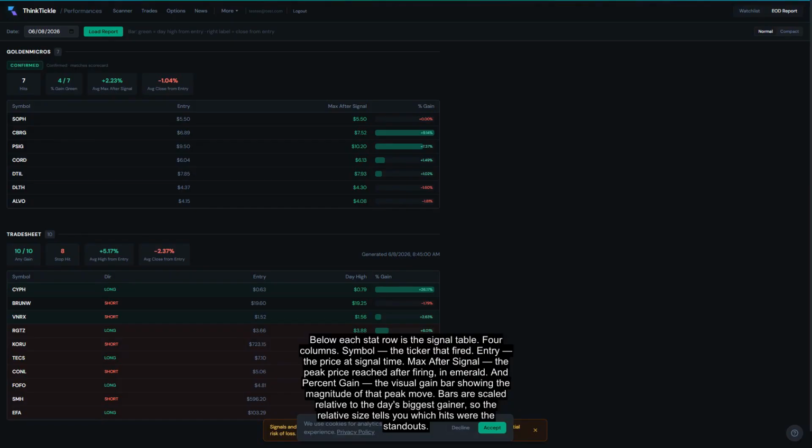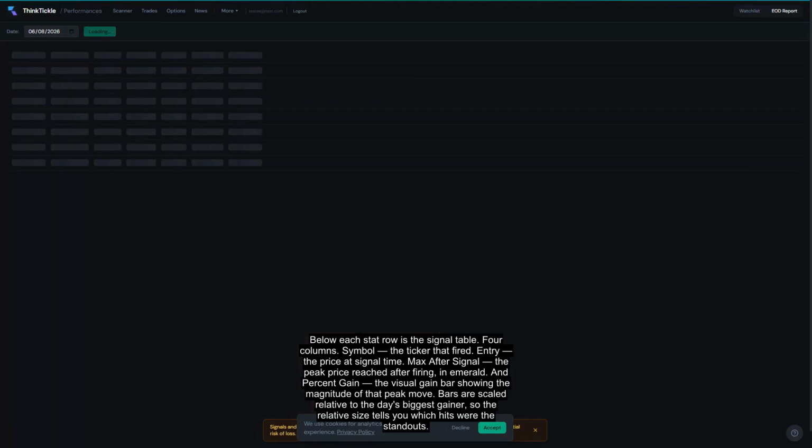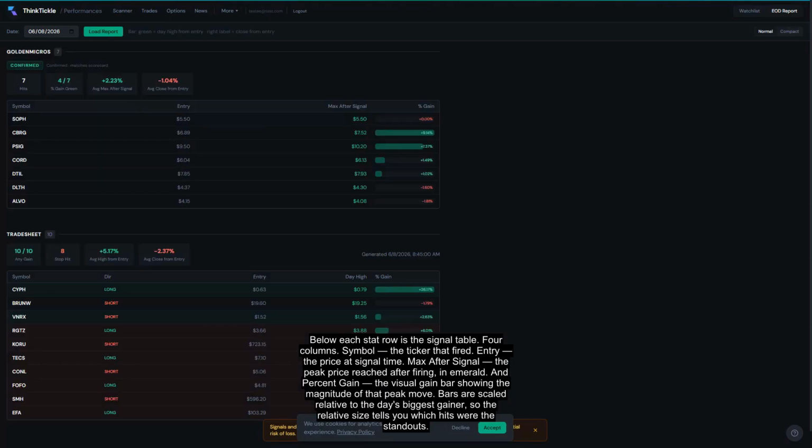Below each stat row is the signal table. 4 columns. Symbol, the ticker that fired. Entry, the price at signal time. Max after signal, the peak price reached after firing, in emerald. And percent gain, the visual gain bar showing the magnitude of that peak move. Bars are scaled relative to the day's biggest gainer, so the relative size tells you which hits were the standouts.